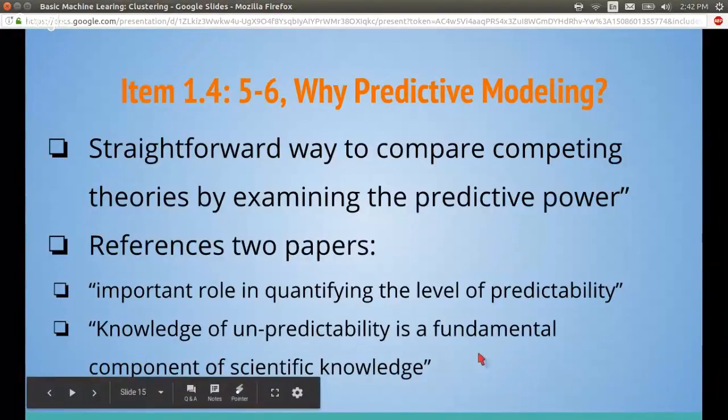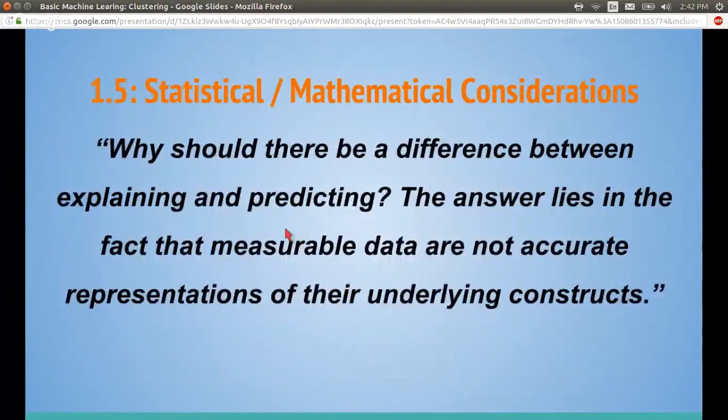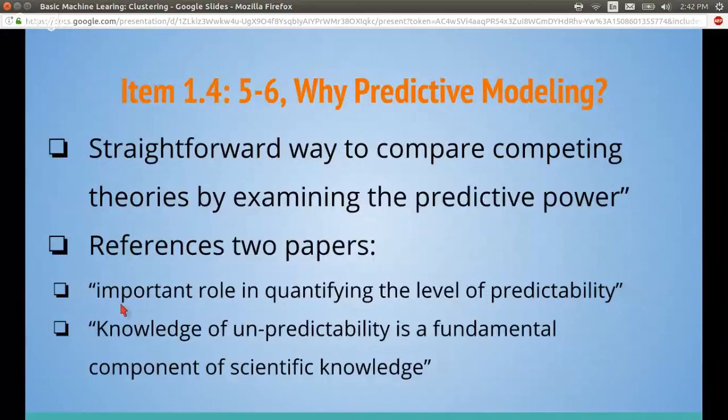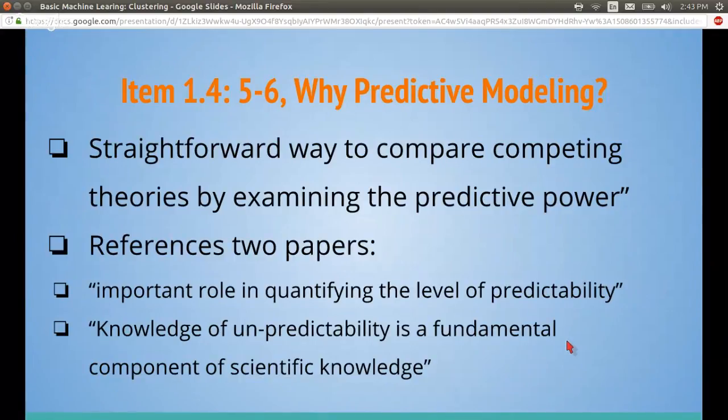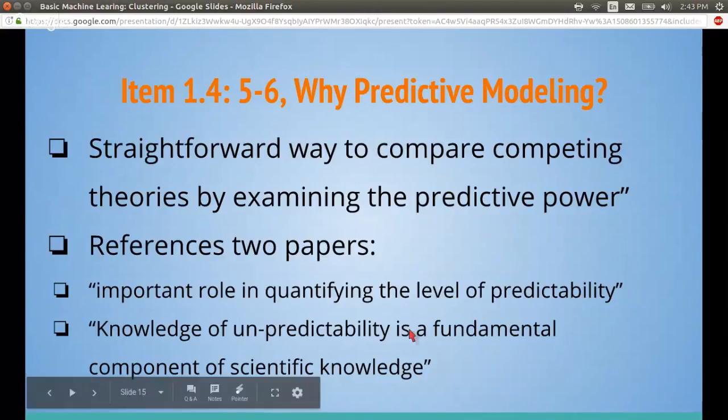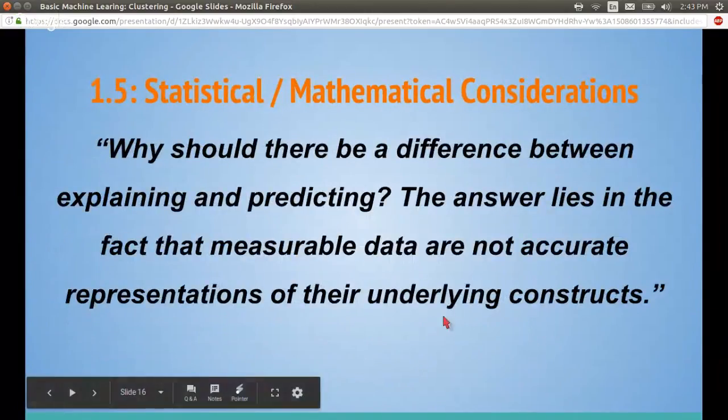He does actually refer to a couple other papers. In his paper, he sources a lot of other work. I just like these lines here. The predictive modeling has an important role in quantifying the level of predictability, and knowledge of unpredictability is a fundamental component of scientific knowledge. Like, what don't we know? What are we getting wrong? I think with that example I gave, maybe I'll dig it up for next month, there's work done on unpublished papers, stuff that hits the cutting room floor. And if you know your analysis is unpredictable, you can be ready for what to do when you're wrong, because you don't get the grant, right?